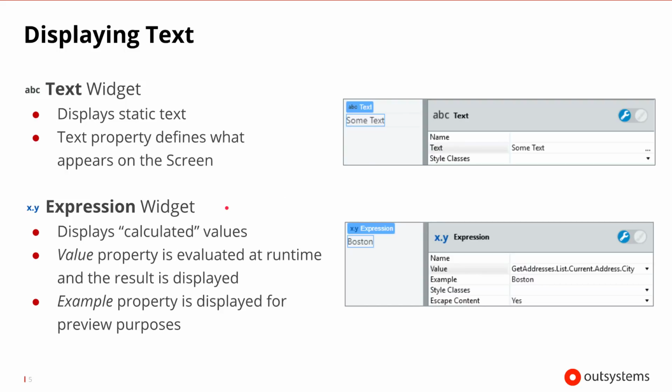We also have an expression widget which displays calculated variables. In that case, the value property gets evaluated at runtime, and that is the result that will be displayed. There's also an example property, and this example property is what will be displayed inside the development environment, because we may not have the ability to evaluate the different values that might be in the variable in the value field, or they may not be able to be determined. So by having an example, it's easy to see what's going to be on the screen.